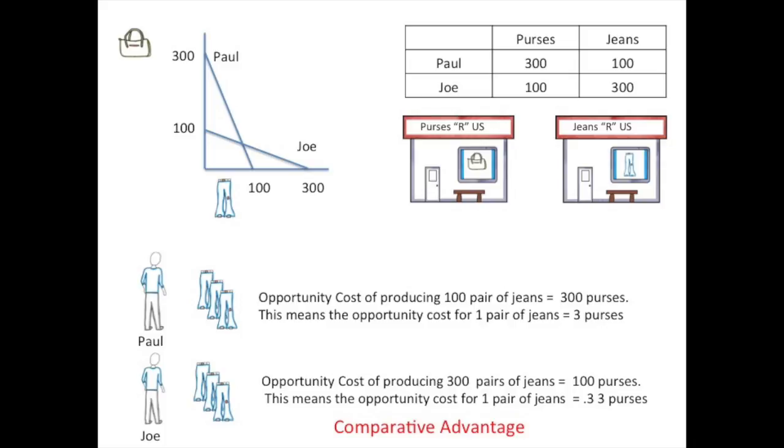If Joe concentrates on jeans, he could produce 300 pairs of jeans, but in order to do this he would have to give up 100 purses. To calculate the opportunity cost for one pair of jeans, you would need to divide each side by 300. This means the opportunity cost to produce one pair of jeans is 1/3 or 0.33 purses. In our example, Joe has the comparative advantage because he only has to give up 0.33 purses, whereas Paul has to give up 3 purses.